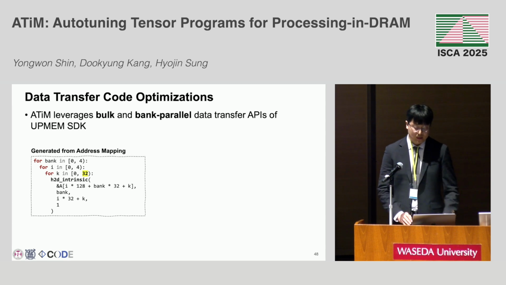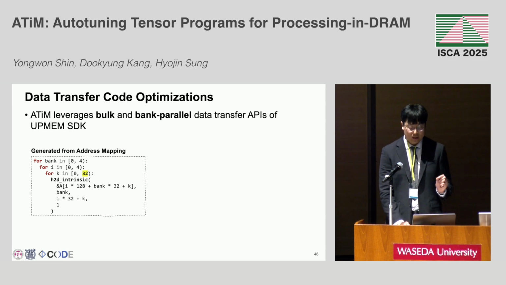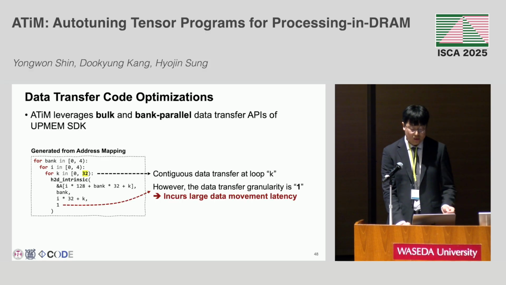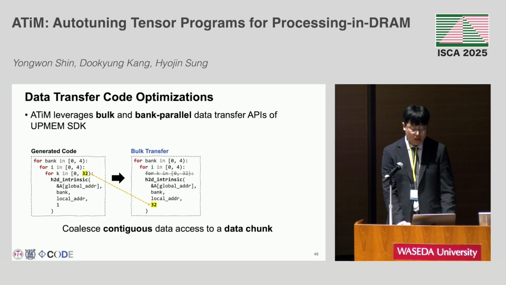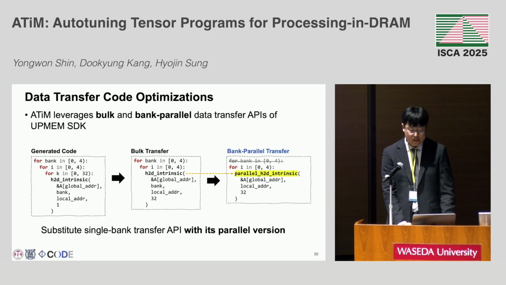However, this code calls the data transfer intrinsics too frequently, for every data element. ATiM optimizes this by leveraging bulk and bank-parallel data transfer functionalities for efficient data movement. First, the current intrinsic transfers data one element at a time, which incurs high latency. So ATiM coalesces contiguous data accesses into a single data chunk by leveraging bulk transfer functionality. Moreover, as UPMEM supports a bank-parallel data transfer API, ATiM substitutes the single-bank transfer API with its parallel version after recognizing loops bound to banks.